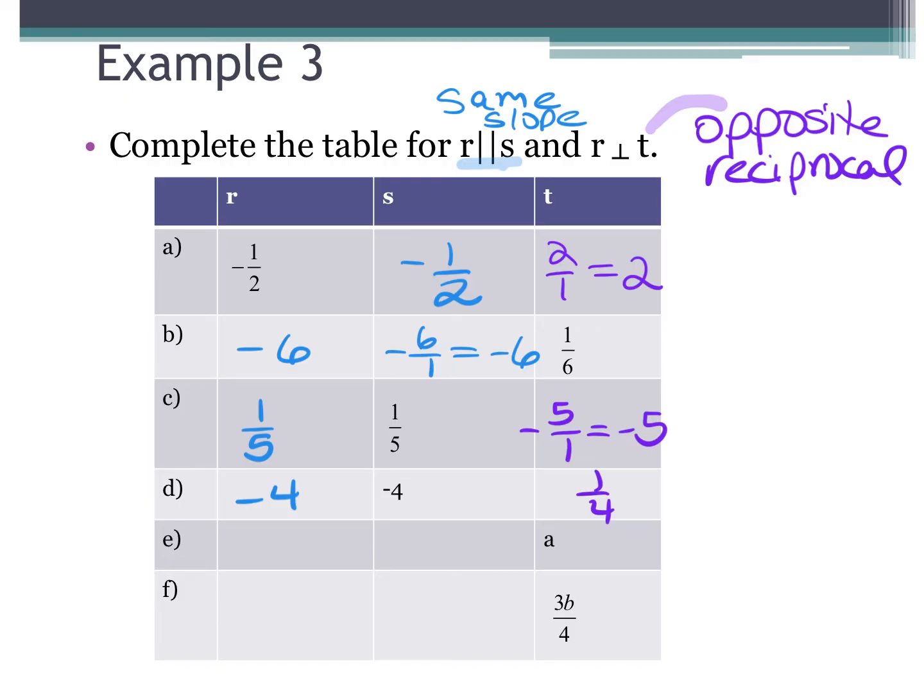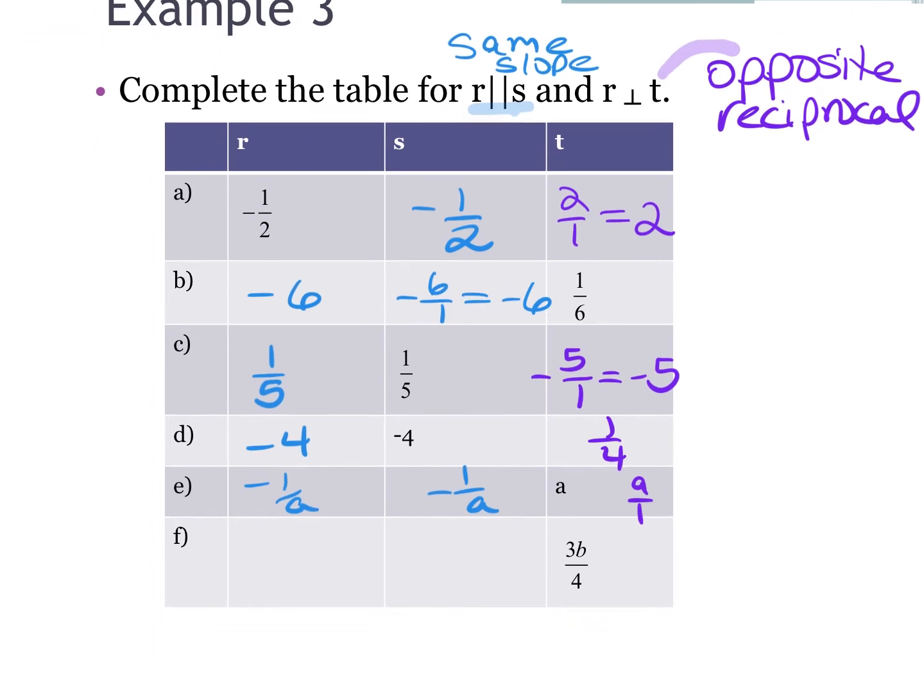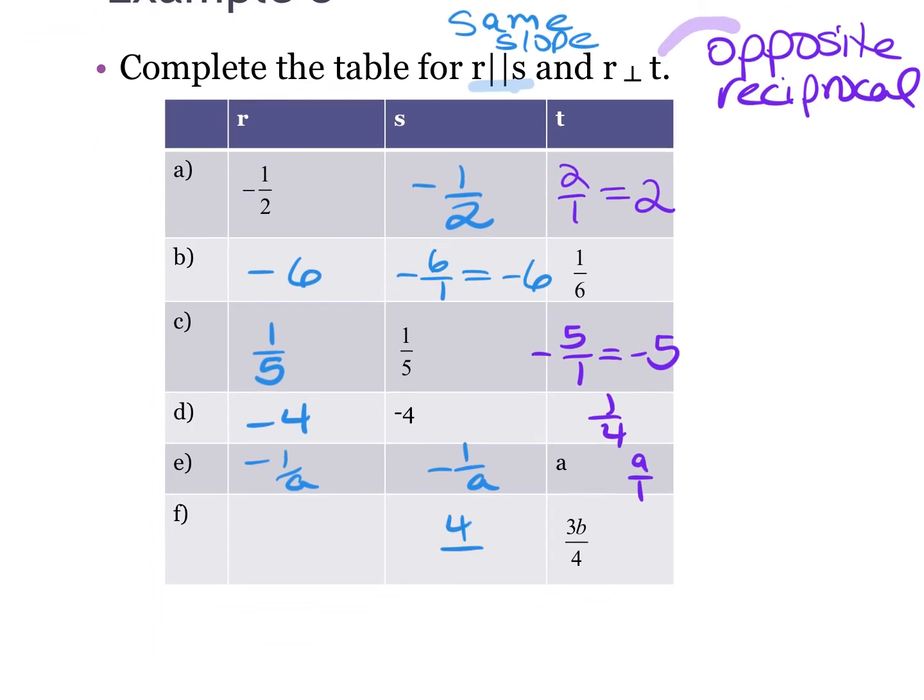Now, E has a letter, but it's the same idea. If you want to think of this as being A over 1, then when you go to write the reciprocal, flip it and make it negative. And then the same thing on the last one. Flip it and make it opposite sign. So remember, parallel lines have the same slope, perpendicular have opposite signs, and they're reciprocals.